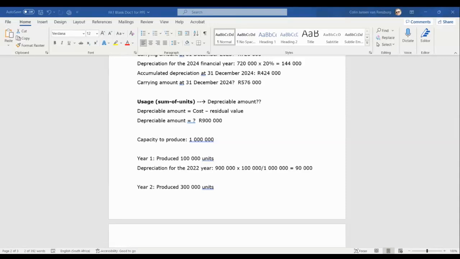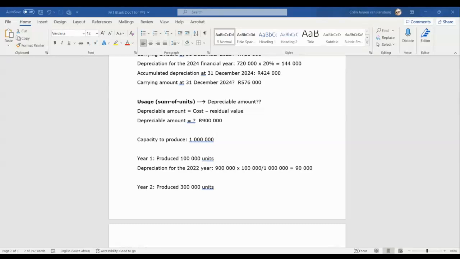So that means the more you use it, the more your depreciation will be. The less you use it, the lower your depreciation for the year will be. If you don't use it at all, you're not even going to depreciate it. So there you can see, ladies and gentlemen, the time that you own or use it doesn't actually affect it, but the number of units that you are able to produce with it during the course of the year determines your depreciation percentage.